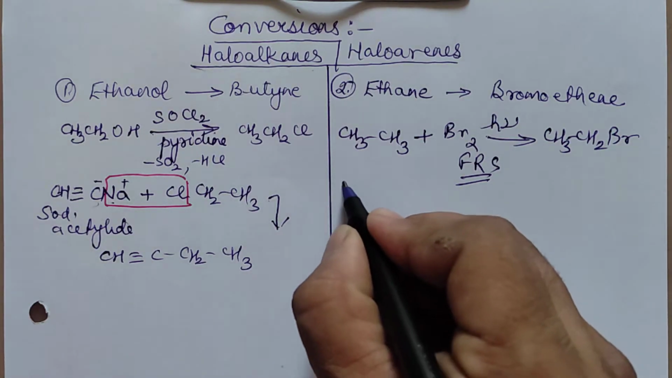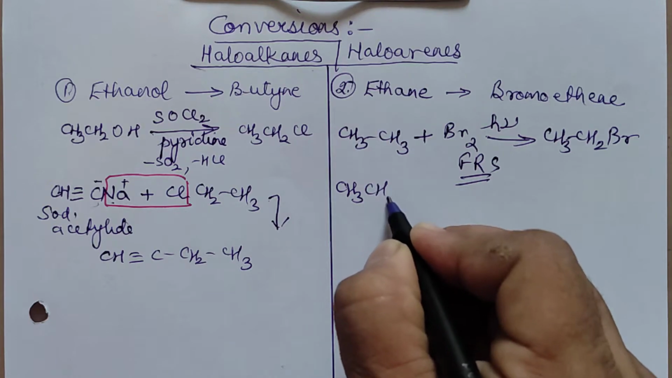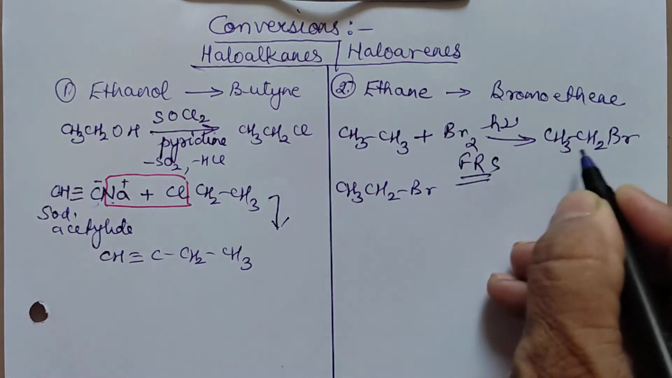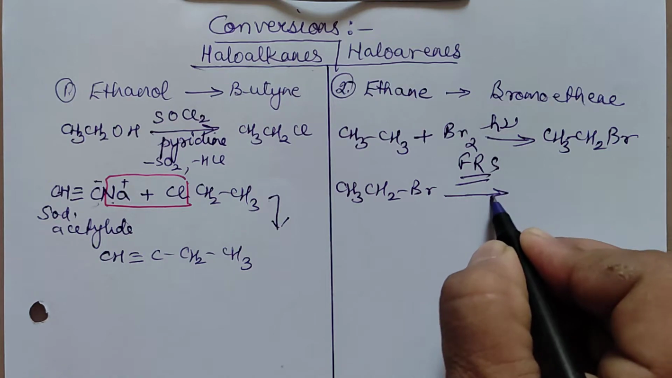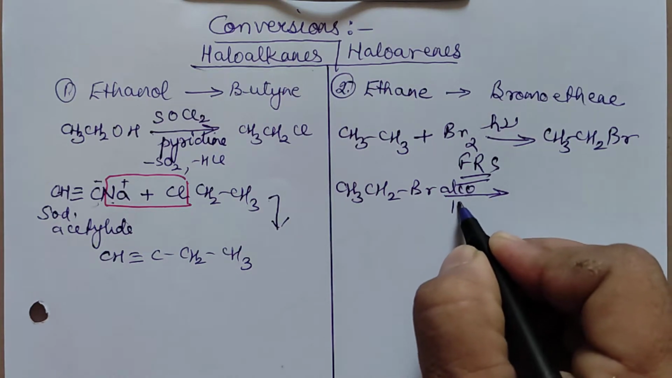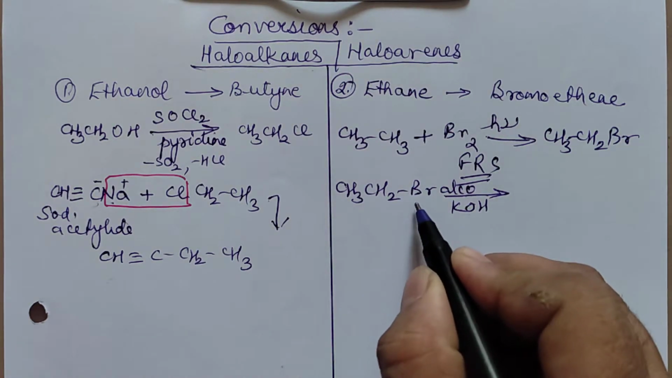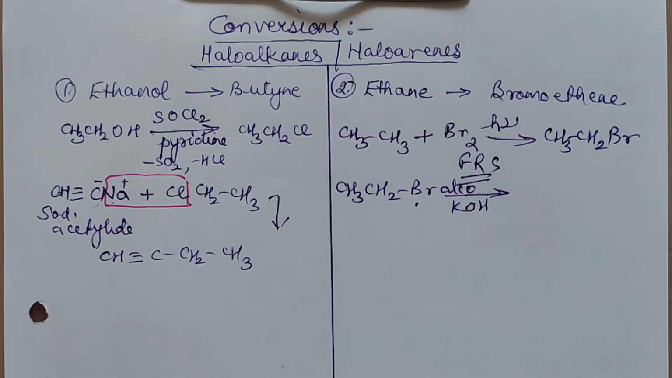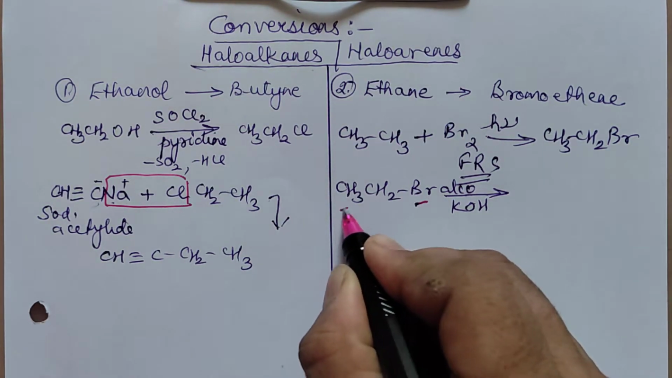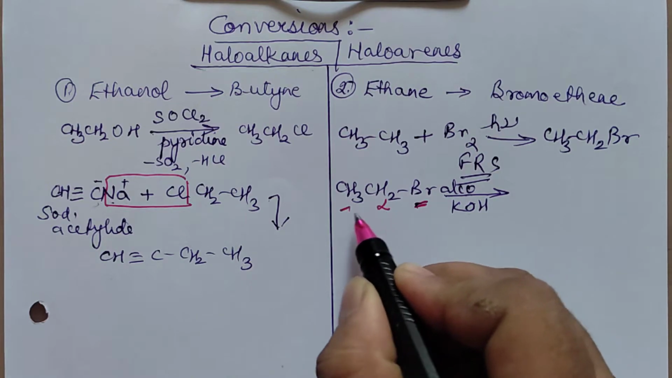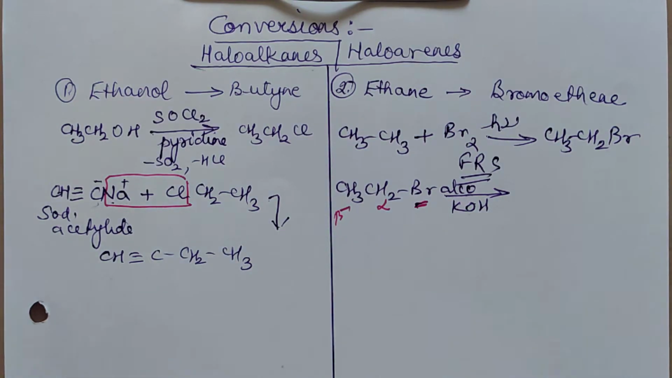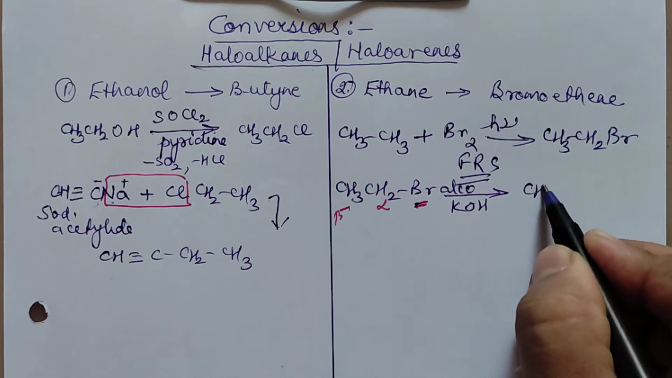So what will you do in the next step? That bromoethane which is obtained here, you will treat with alcoholic KOH. What is the function of alcoholic KOH? It is a good dehydrohalogenating agent. It will remove the halogen and hydrogen from here: halogen from the alpha carbon, hydrogen from the beta carbon. So when it is removing, what you will get is ethene.